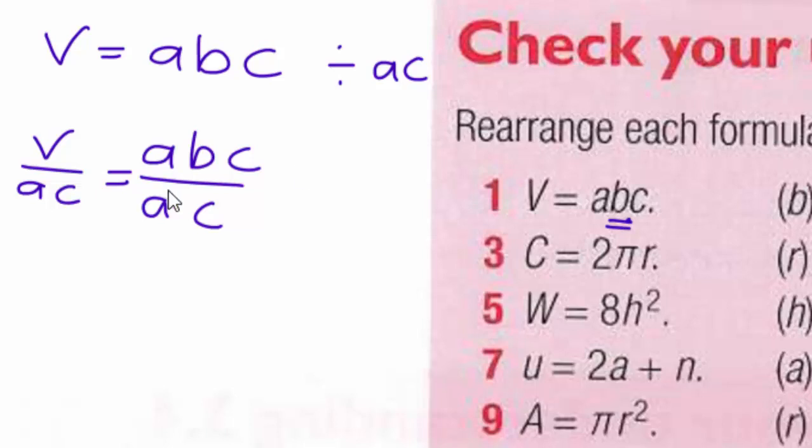Now in fractions, since there is no plus or minus with the fraction, we can simply cancel the common ones. So finally what's remaining is V over AC on this side, and on the other side is B. So whenever you see B alone on a side, it doesn't matter this left or right, now B is the subject of this formula.